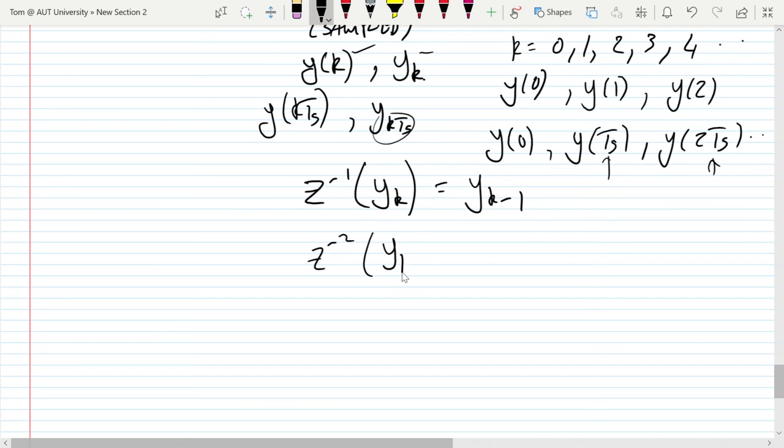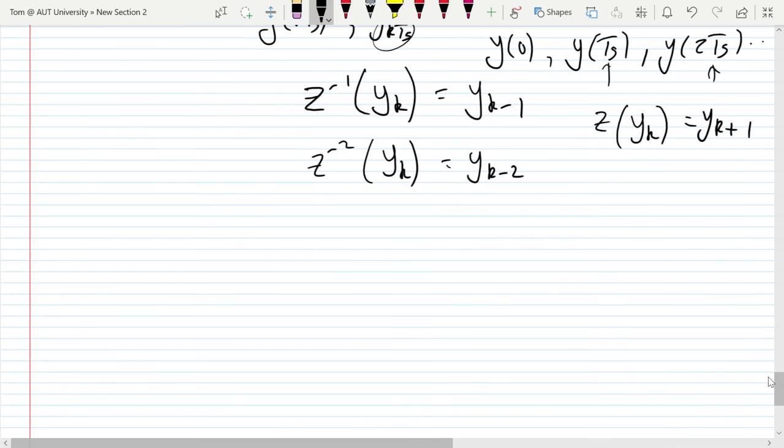Likewise, if you had a second order delay, z to the minus 2, that would be shifted back 2 steps in time, and so on, 3 and 4. And if you wanted to, you could say z times y of k is equal to y of k plus 1. It goes forwards, the opposite. Z goes forward, z to the minus 1 goes back.